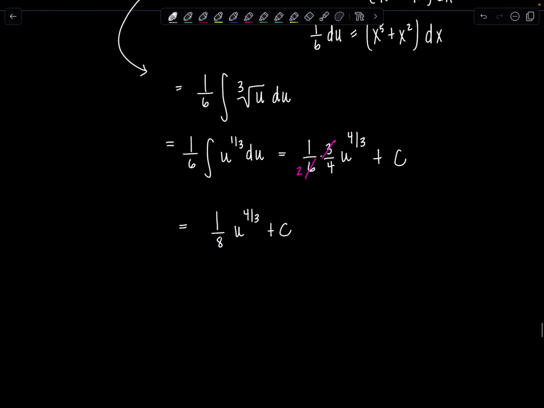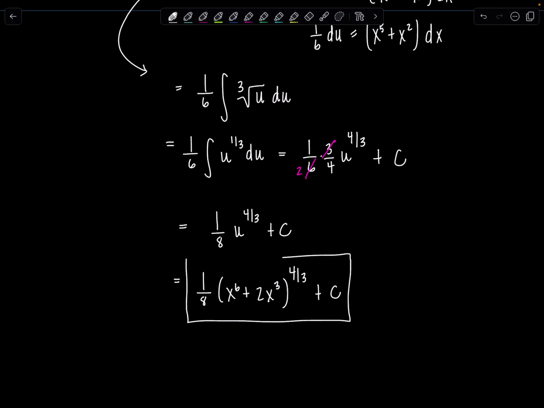And then we're going to go back, replace u with x to the sixth plus 2x cubed, to the 4/3 plus c. And we are done. Voila. And then I did sit there and check. So I took the derivative, applied the chain rule, and made sure I got back the integrand, which you'll have to manipulate again a little bit to make it match. But you can confirm this is indeed the correct antiderivative. So that was just a u-sub and a little algebraic manipulation.